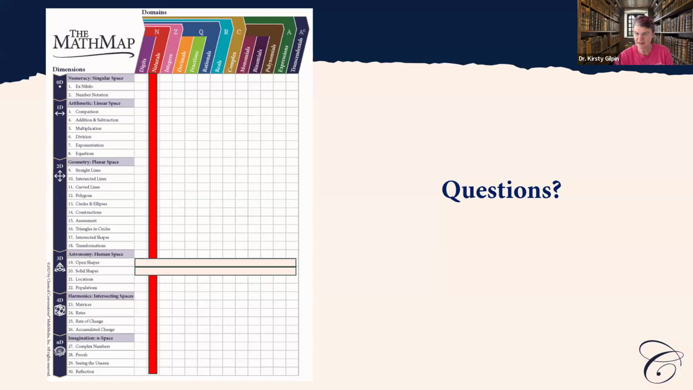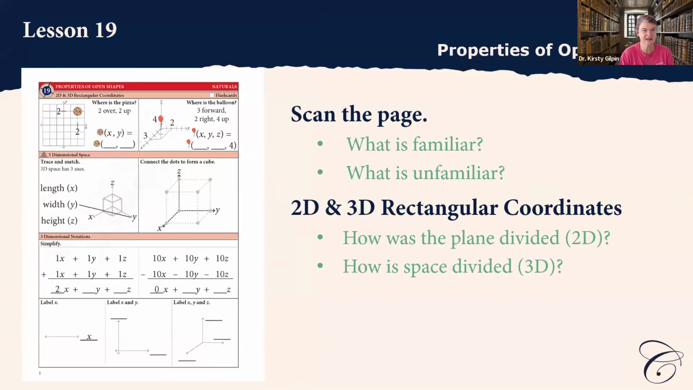All right. Anything else? All right, well, let's go ahead and jump into our lesson pages. And looking at page 1 of lesson 19, I'm going to go ahead and give you a minute to talk about what is familiar and what is unfamiliar on this page.